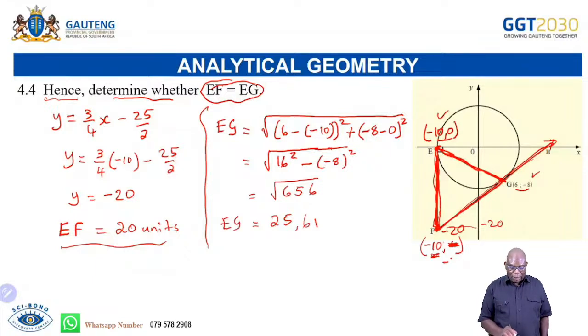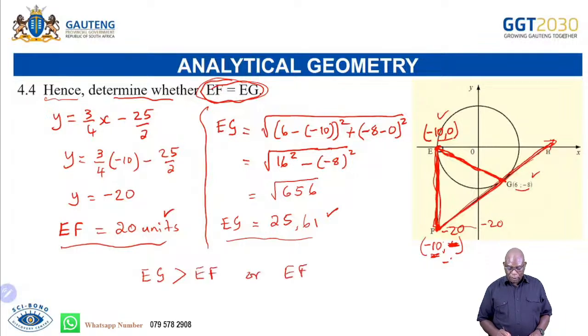So you see, the question needs me to determine whether the lengths of these two lines are equal. In this case, I can see they are not equal. Which one is bigger? EG is longer than EF. So I can just say the length of EG is greater than the length of EF. Or I can just say the length of EF is smaller than the length of EG. Okay, put it that way. Because I can see this is 25.61 and there's 20 units.